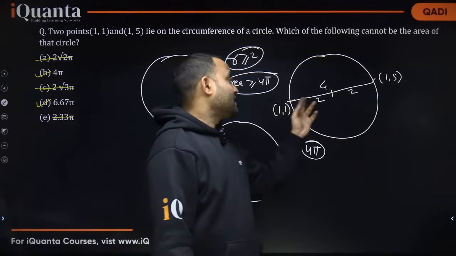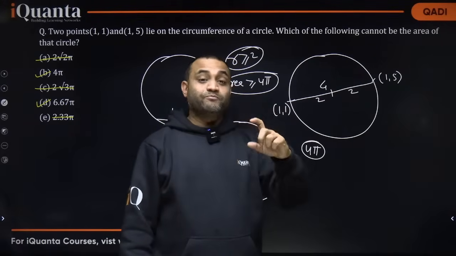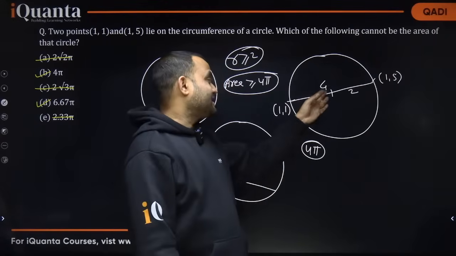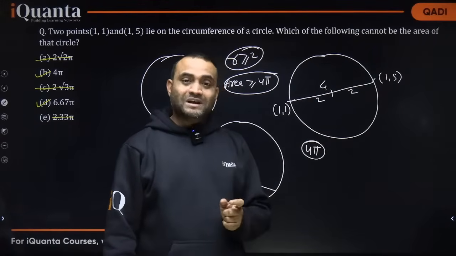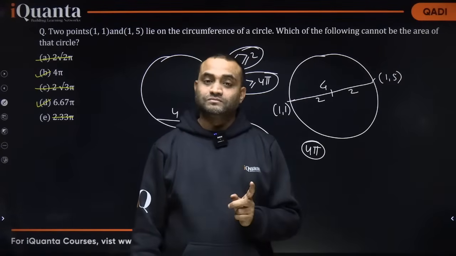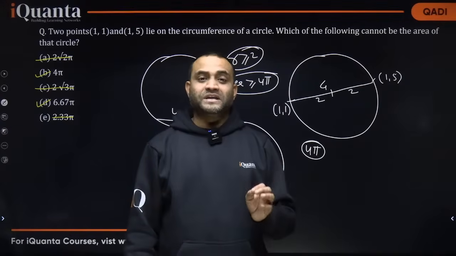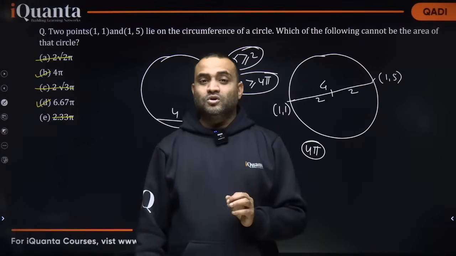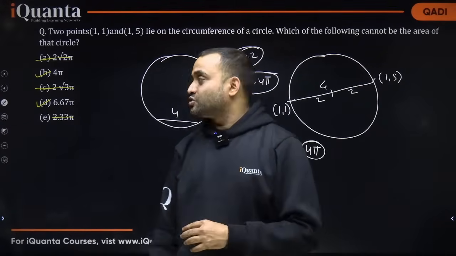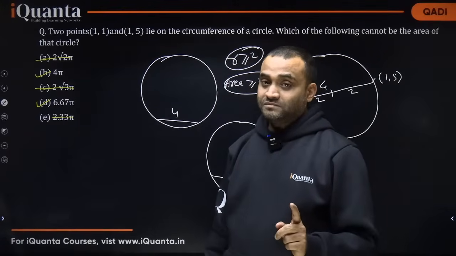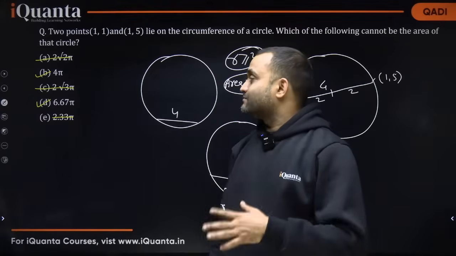Because see, if these 2 points are extreme points of a diameter, then in that case the radius will be 2. Minimum length of the radius will be 2. Minimum length, it cannot be less than 2. So minimum area will be 4 pi. So all of the options should have been greater than or equal to 4 pi. One option should have been less than 4 pi.